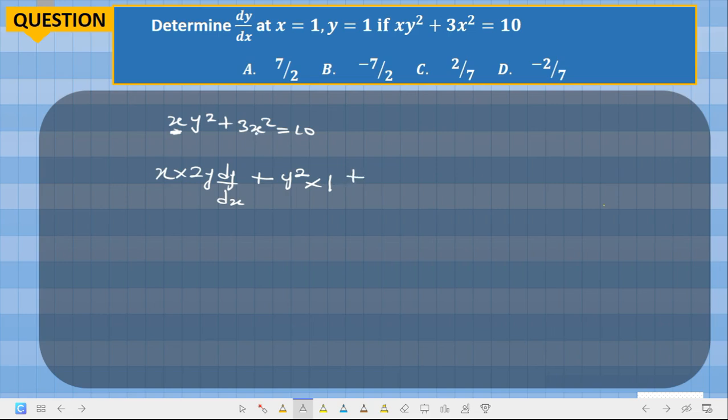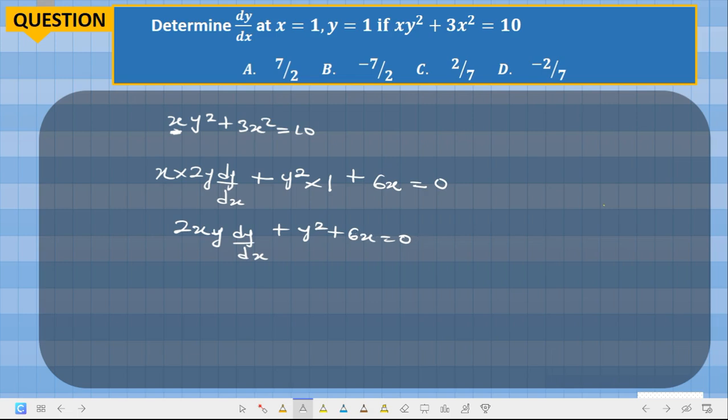Plus differentiate 3x squared. What will it give to you? 3 times 2 is what? 6 what? x. 2 minus 1 is what? 6x. Everything is equal to differentiating 10. What will it give to you? 0. Okay, and this gives us 2xy dy/dx plus y squared plus 6x is equal to 0.